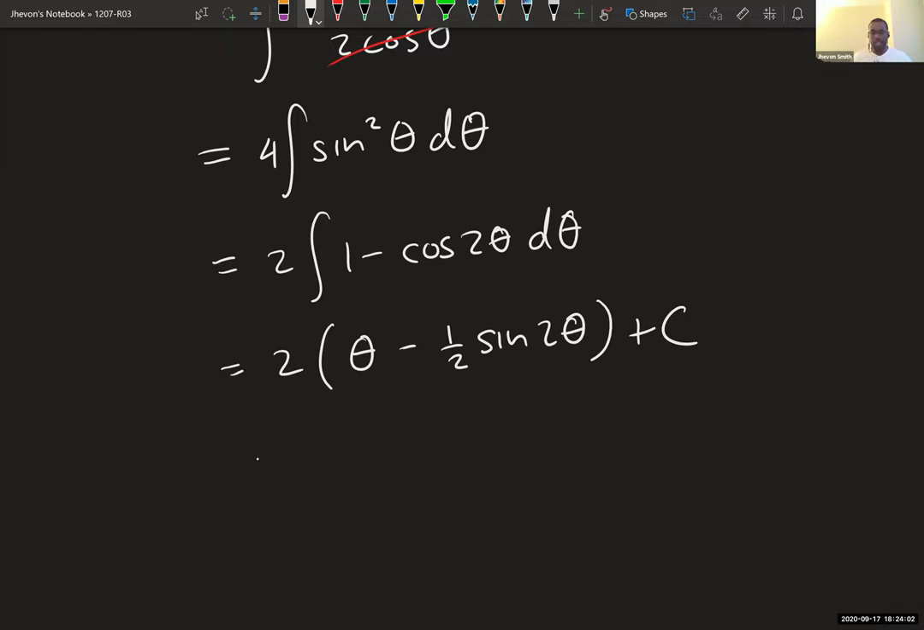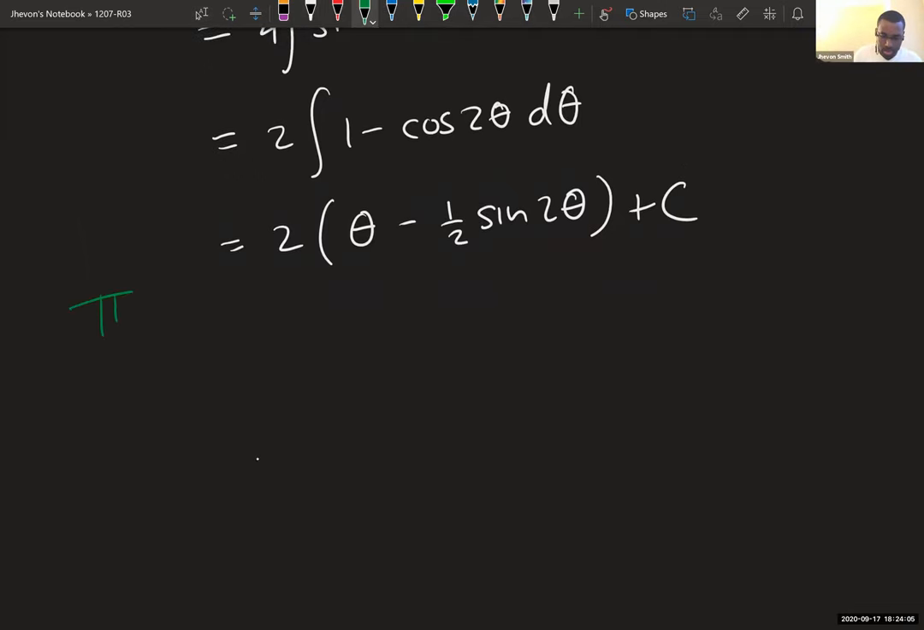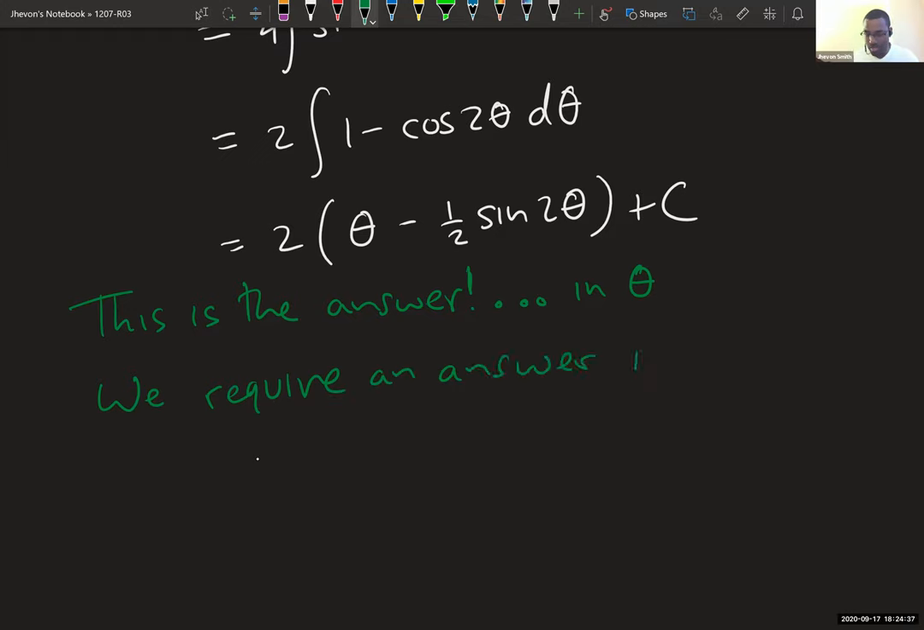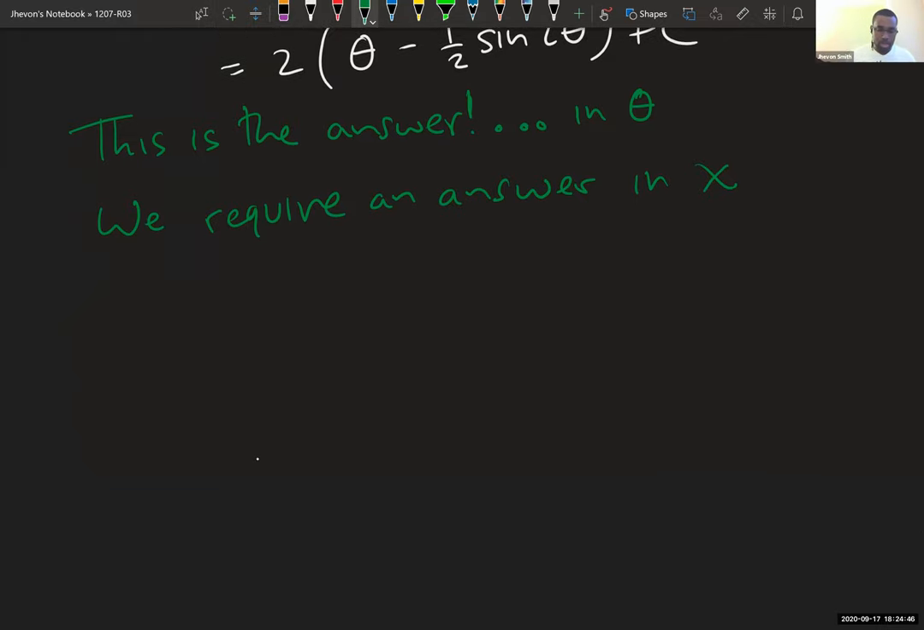However, the answer is in thetas. We'd prefer an answer in x. Let's not say prefer. I don't want you to think of it as an option. We'd like an answer in x. We require an answer in x. The original problem was a problem in dx, so I need to tell you the answer in x. This is where the back substitution happens.